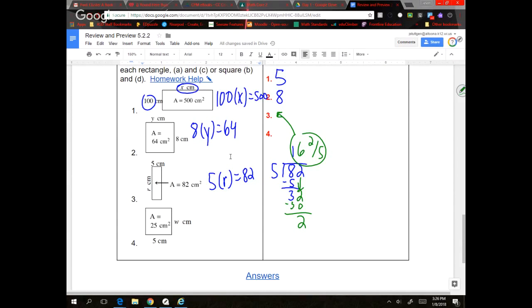And then number 4 goes back to a really easy one again. 5 times w is 25. That equals 25, which means w has to be 5. There are the answers to review preview 5.2.1.